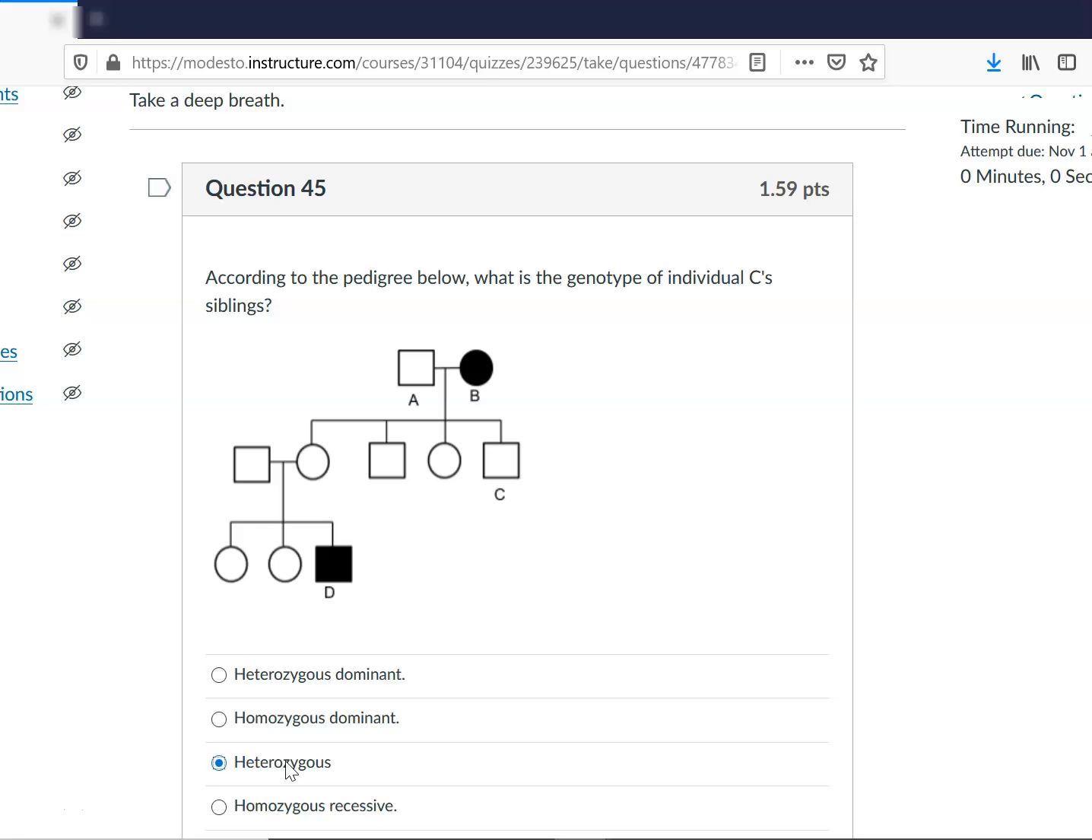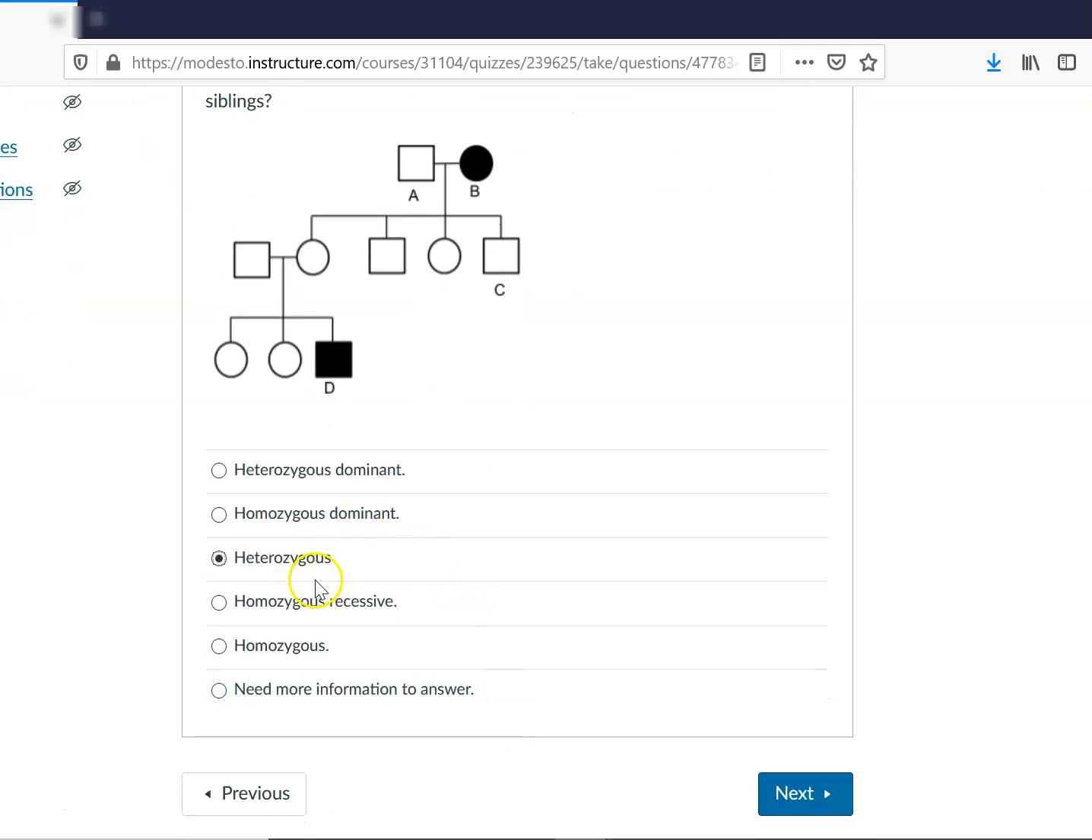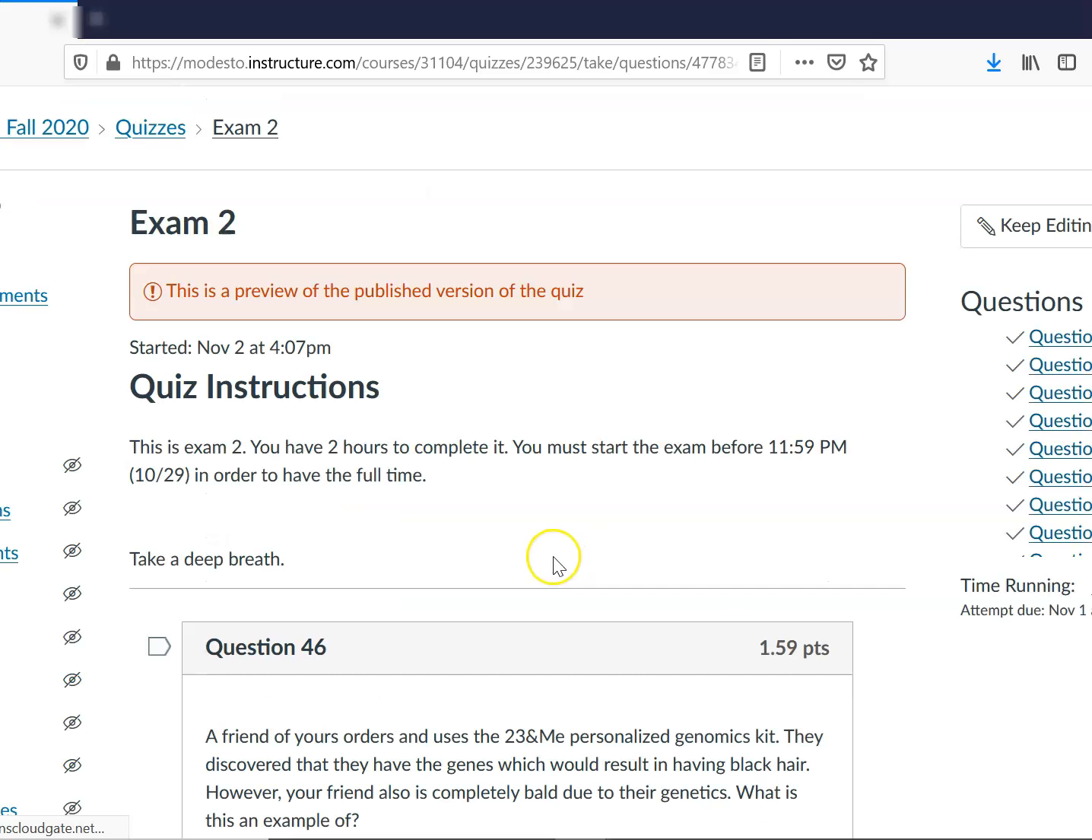I think legitimately I didn't teach this well enough, but some folks thought that maybe you could be heterozygous dominant, and you can't. There's heterozygous, meaning one copy of each. There's homozygous recessive, and there's homozygous dominant. So they are heterozygous for sure. Absolute certainty.